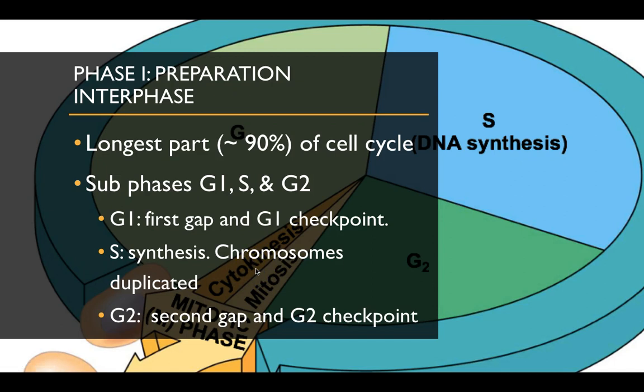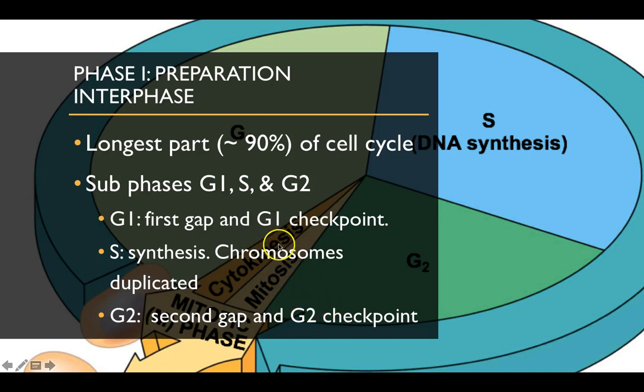This is where more growth continues. You're going to see things like your important cell organelles and your centrioles being replicated here. And there's also a second checkpoint. The G2 checkpoint is going to be checking to make sure that each chromosome has been replicated, that the DNA has been replicated at this point.